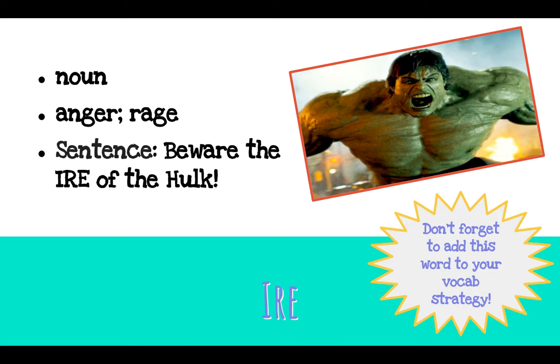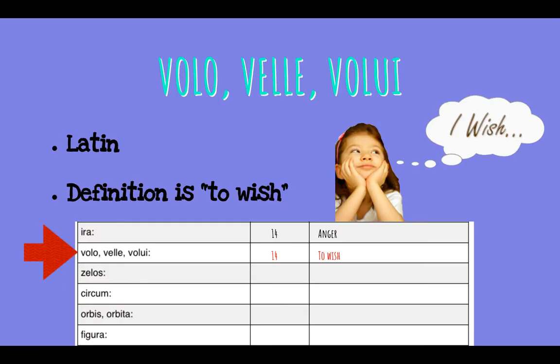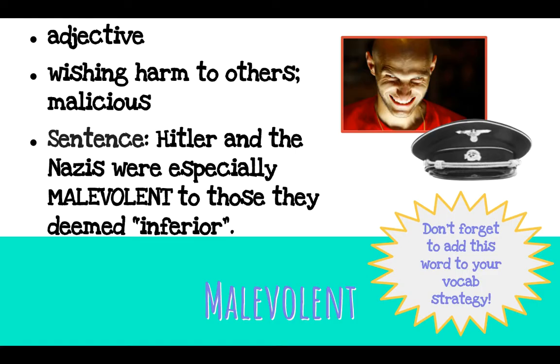Now we're already moving on to another root. This is the third root in this lesson, and it's volo. It means to wish. There are two words that use this root. The first is malevolent. Malevolent is an adjective, and it means wishing harm to others or malicious or evil.